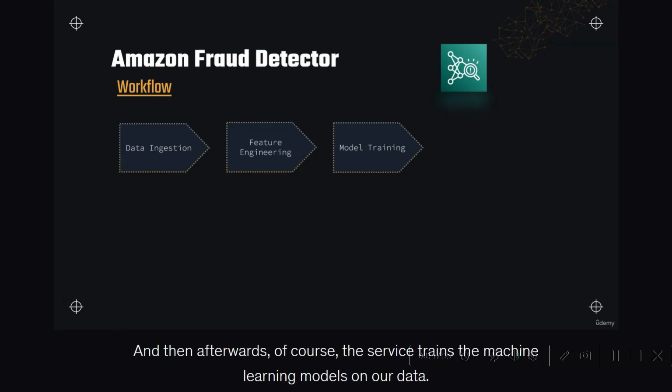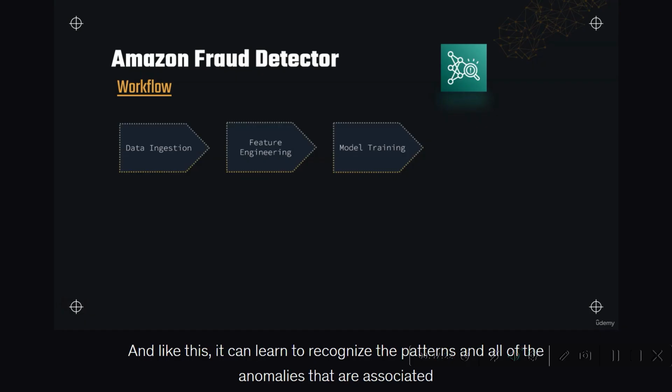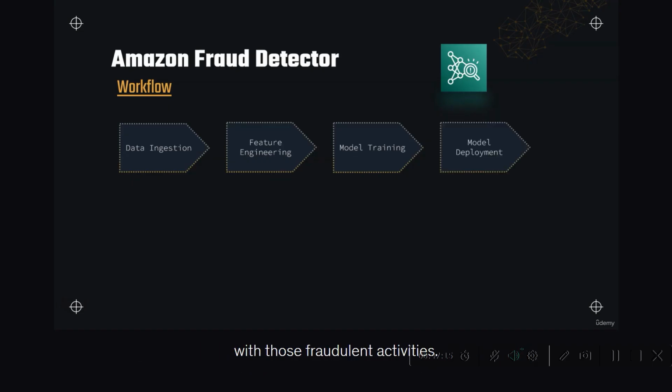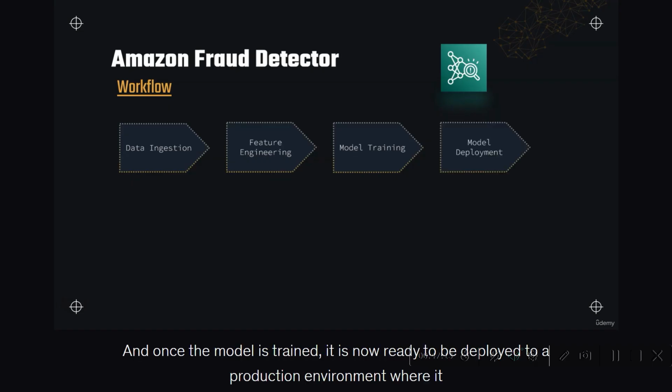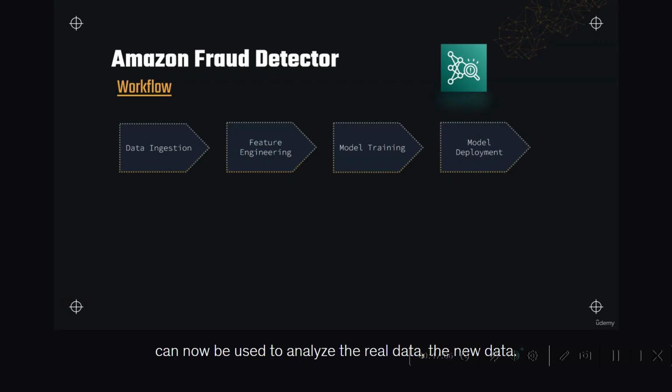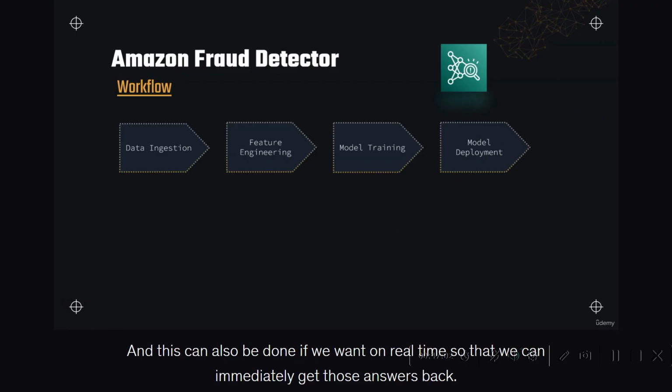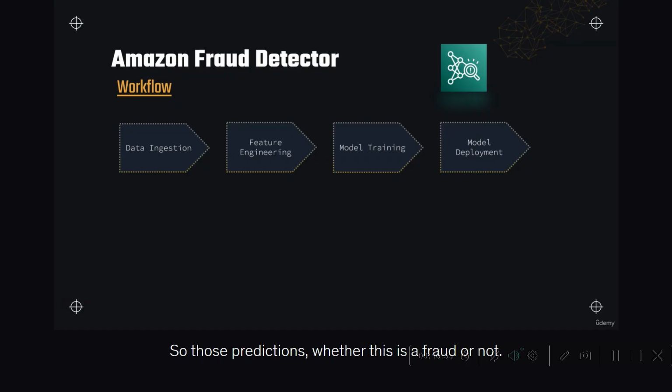And then afterwards, of course, the service trains the machine learning models on our data. And like this, it can learn to recognize the patterns and all of the anomalies that are associated with those fraudulent activities. And once the model is trained, it is now ready to be deployed to a production environment where it can now be used to analyze the real data, the new data. And this can also be done, if we want, in real time, so that we can immediately get those predictions back, whether this is a fraud or not.